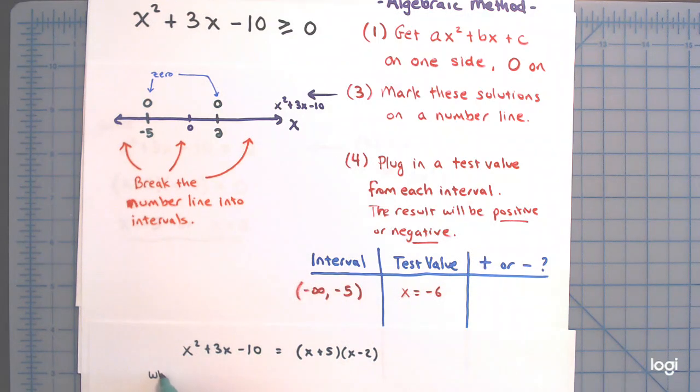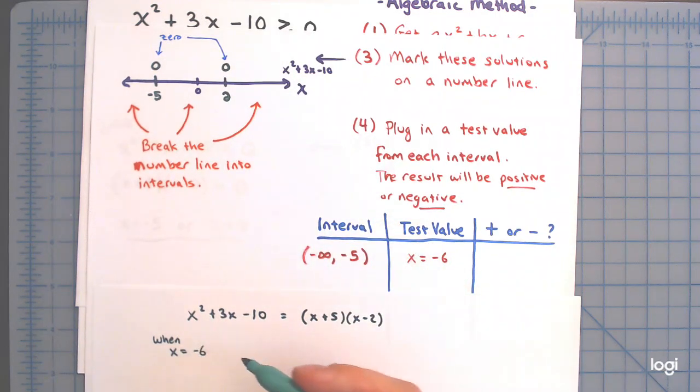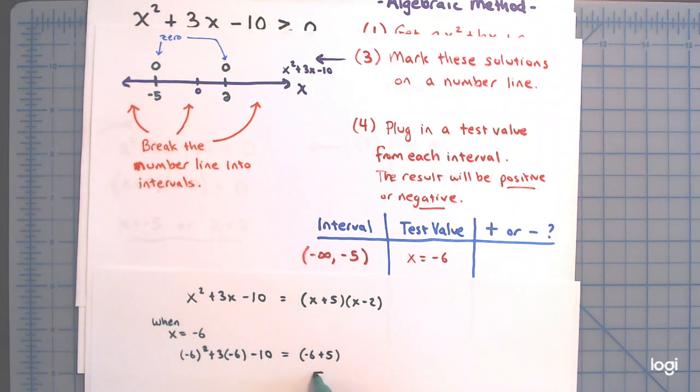So when x equals -6, this would be -6 squared plus 3 times -6 minus 10. I could figure out what that is, but it's a lot easier to do in the factored form. -6 plus 5 is going to be a negative number, and I'll put a little negative in parentheses here, times -6 minus 2, which is also negative. And what's a negative times a negative? It's a positive, right? Again, I don't really care what the actual value is.